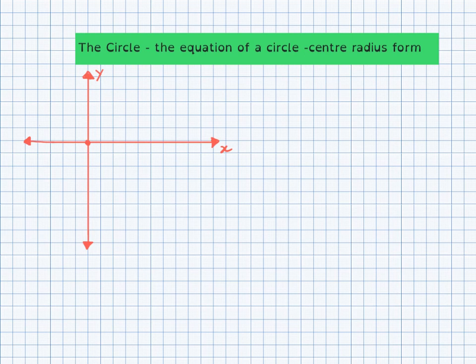Today I'm going to talk about the circle, and specifically about the equation of a circle in the form called center-radius form. So the first thing I'm going to do is label some points and create a circle. Let me briefly explain what the circle is by starting here.